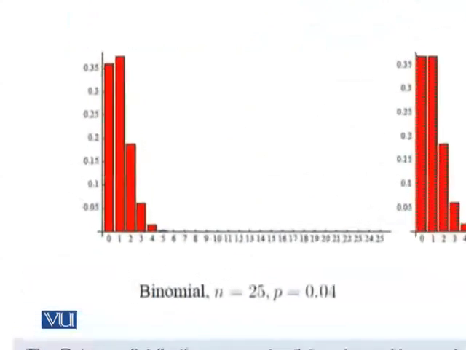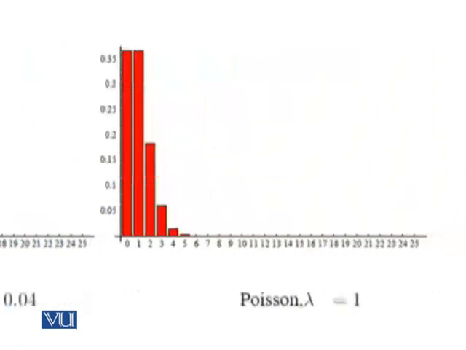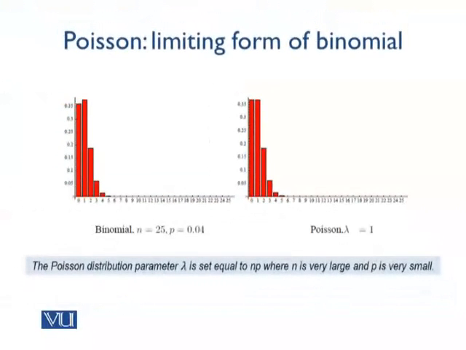And you would see that a binomial distribution calculated with n equal to 25 and p equal to 0.04 is practically identical to the Poisson distribution calculated for lambda equal to np, which is equal to 1. So you can see that they are almost identical. So this is one way in which we can understand the Poisson distribution.